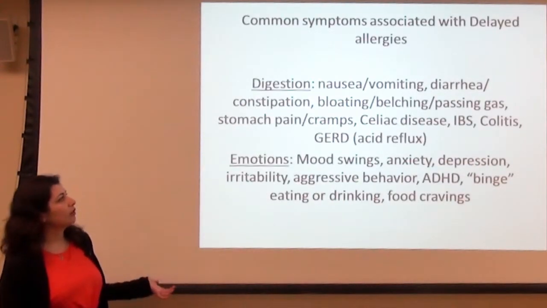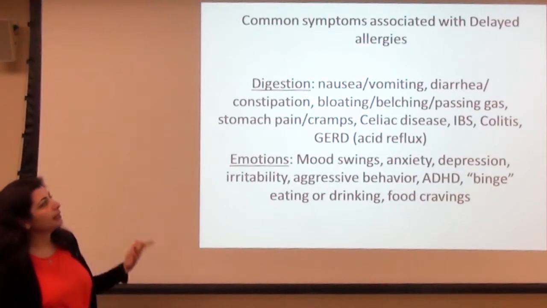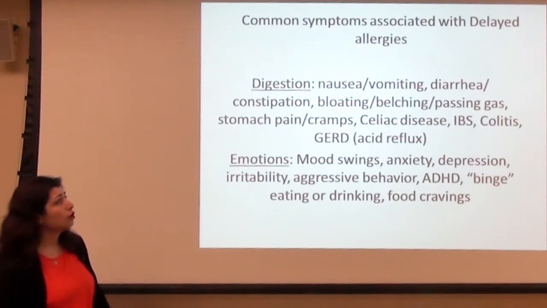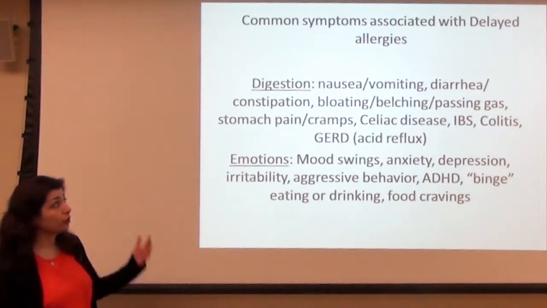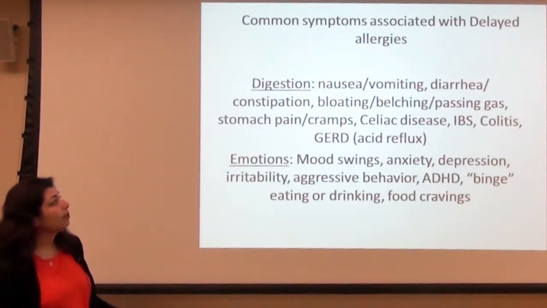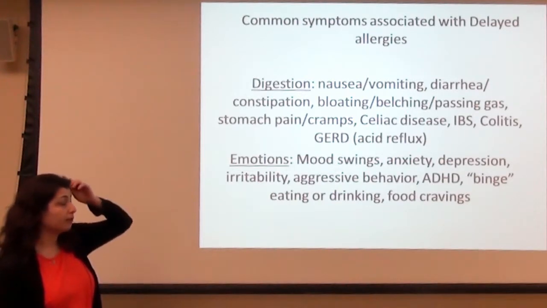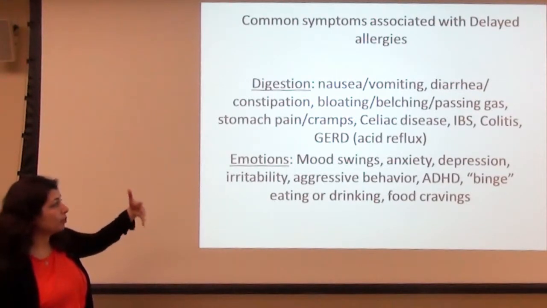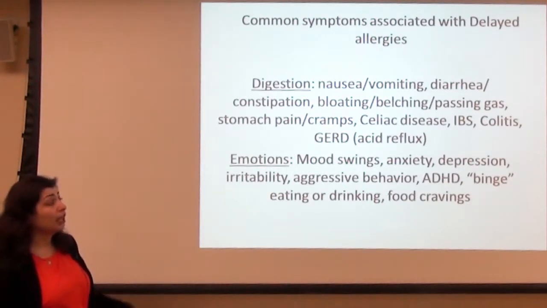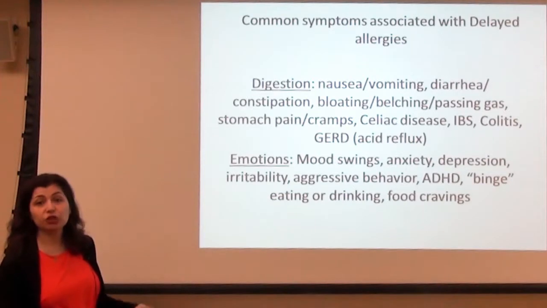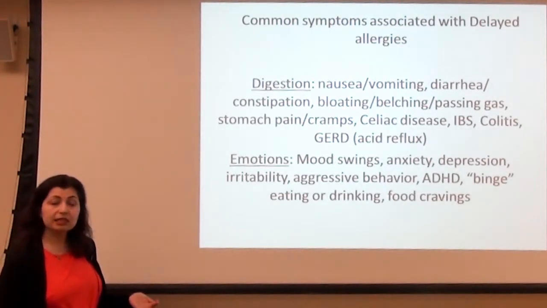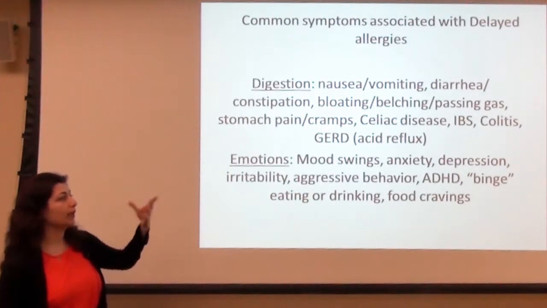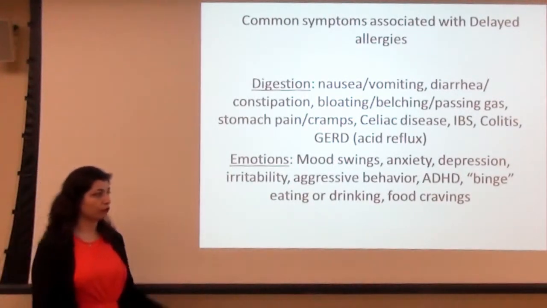These are some examples of other symptoms that may be related to food sensitivities. It could be chronic nausea, vomiting, diarrhea, constipation, bloating, stomach pains, cramps, acid reflux, very common. Emotionally, it could be mood swings, anxiety, depression, irritability. Many cases of ADHD can be related to food sensitivity, so that's a big one. And it can also affect our behavior, so it might lead to binge drinking or eating or certain food cravings.